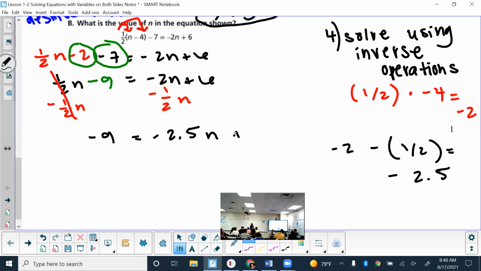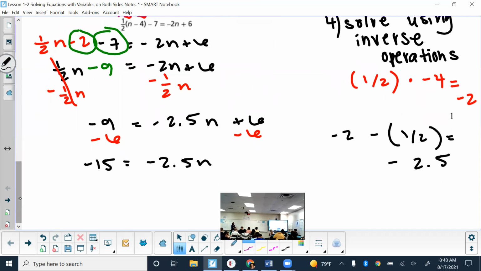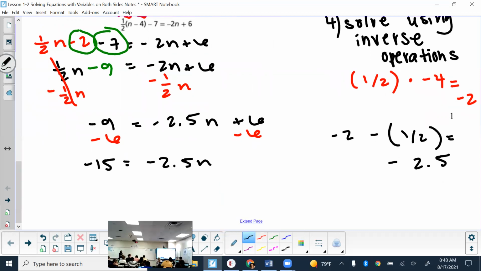All right, and then bring down the +6. Now what can we do next? We're on step 4. So what do I get rid of first? The -2.5 or the 6? And I get rid of it by doing that on each side. -9 minus 6 is -15, equal to -2.5n. One more thing we have to do, which is divide by -2.5 on each side.